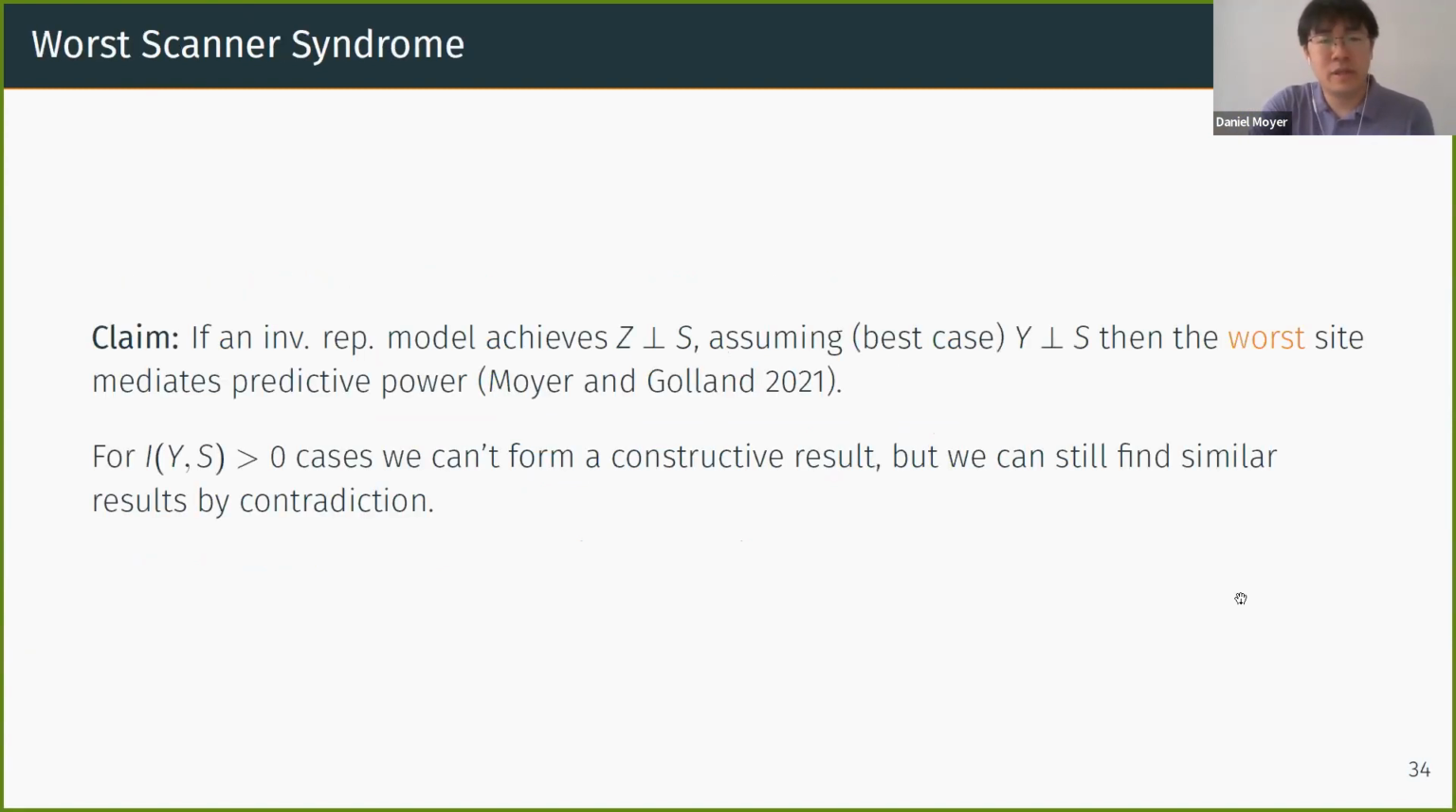But if we do this, then the best that the model can perform, so if we achieve Z independent of S, then the worst site mediates how well we can predict Y. Essentially, the least informative site about Y bounds how well we predict the rest of them. This is sort of hard to prove in multi-site cases from the constructive side, so we can't actually form this statement, but we can arrive at it using proof by contradiction, right?